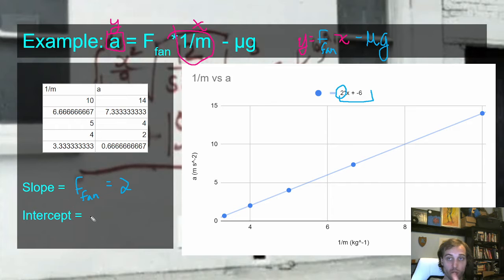The intercept will be equal to minus mu times g. In this case that is minus 6. If you know that g on Earth tends to be very close to 10, we could then solve this by dividing each side by negative 10, and that would let us figure out that mu in this case is 0.6. So this would be useful for saying, based on this experimental data and using all of the data, what's mu, what's the force of the fan?